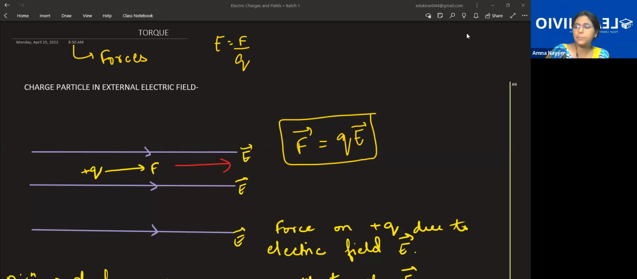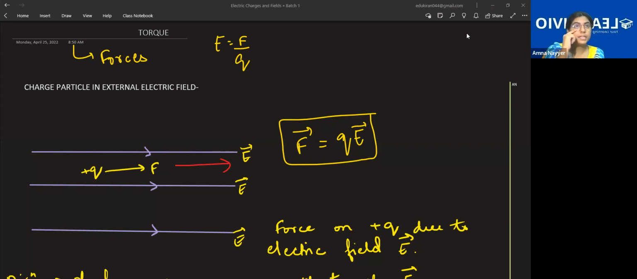So I'll just quickly repeat it so that you're able to tally, because we have to start with torque. A good thing is that we didn't start with torque properly. We were seeing the forces only. So what you have to remember is F is equal to QE. You already know that electric field is force per unit charge, so electric force would be charge into electric field.